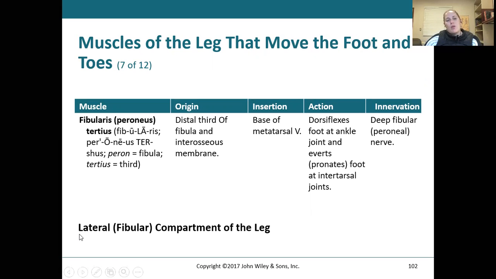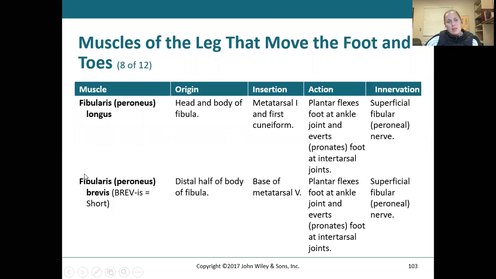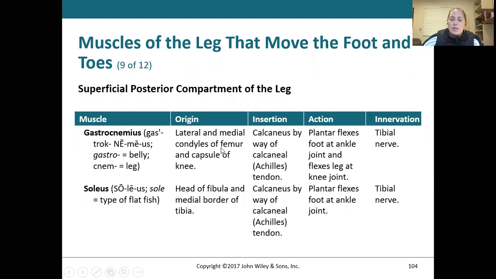Next, we'll talk about the lateral fibular compartments of the leg. So fibularis longus plantar flexes the foot at the ankle joint and everts or pronates the foot at the intertarsal joints. And the fibularis brevis plantar flexes the foot at the ankle joint and everts the foot at the intertarsal joints. Gastrocnemius plantar flexes the foot at the ankle joint and flexes the leg at the knee joint. And soleus plantar flexes the foot at the ankle joint.